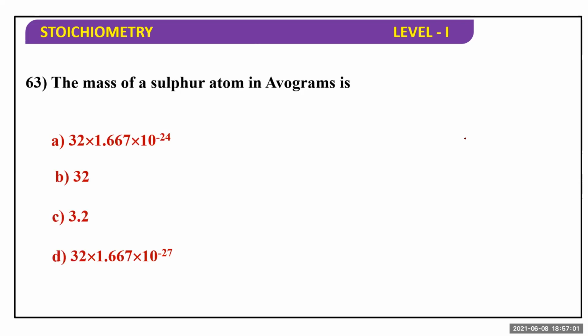This is the last one. The mass of a sulfur atom in gram, or molecular weight in AMU. The answer is B, in AMU.